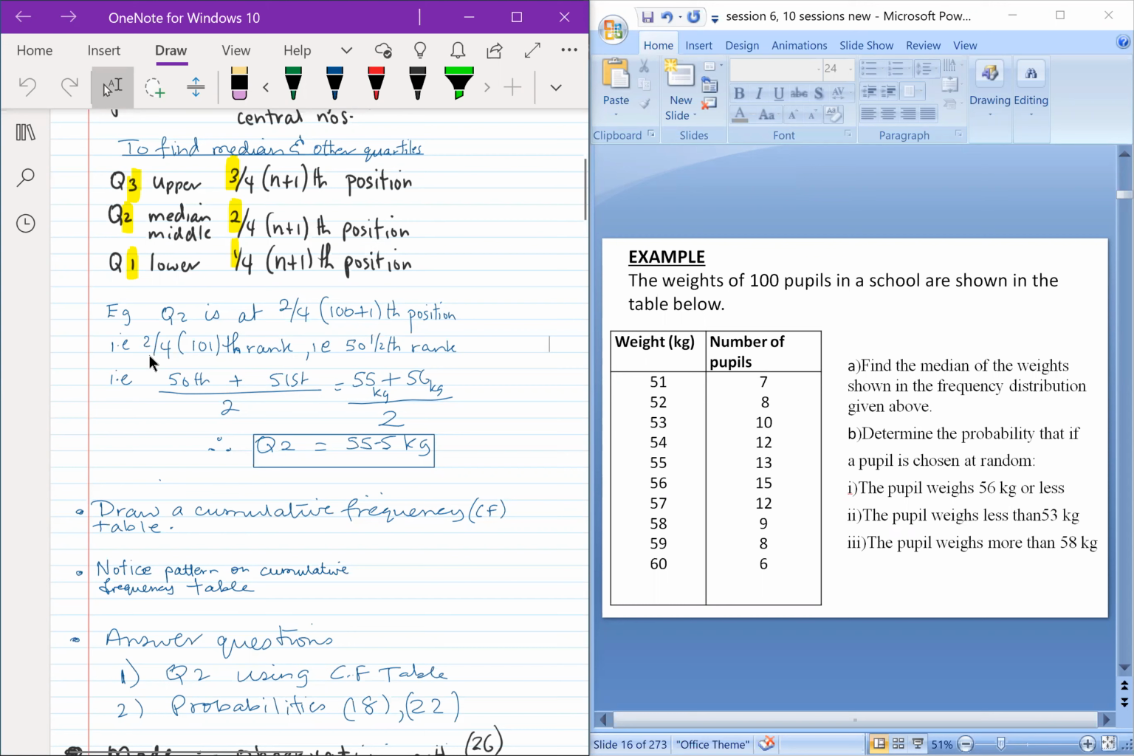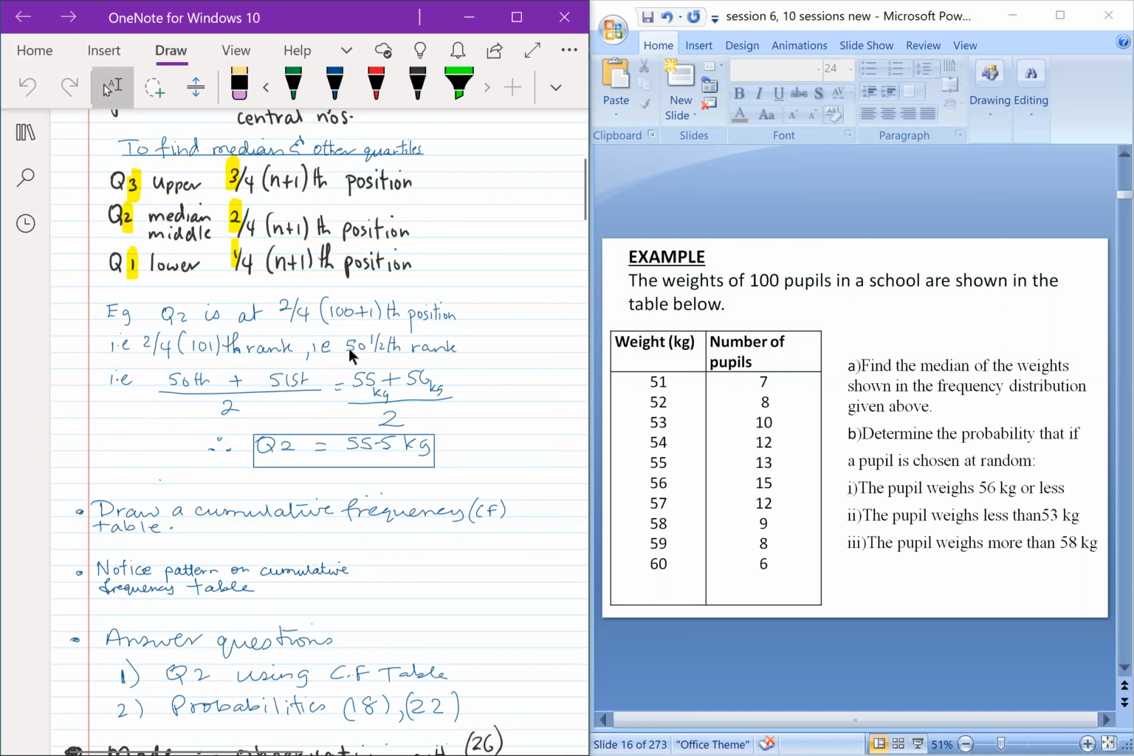2/4 times 101 is the same thing as a half of 101, which means it would be at the 50.5th position or rank. Remember, we just had looked at one that was in the 4.5th position, which is halfway between the 4th and the 5th. Well, this position here is really halfway between the 50th and the 51st person's weight. So that means I'd have to find the 50th person's weight and the 51st person's weight, and the answer I get, I'll just divide it by 2. And that will give me the median Q2.